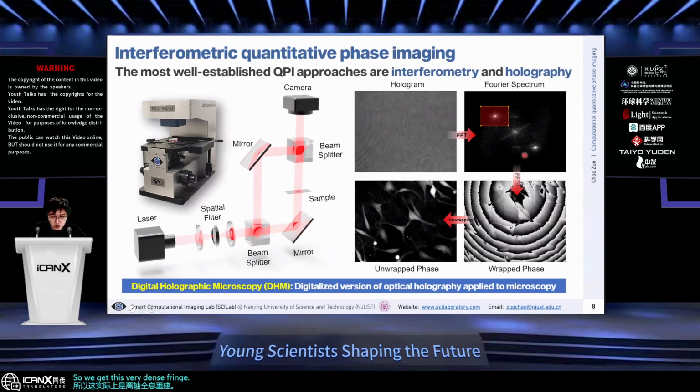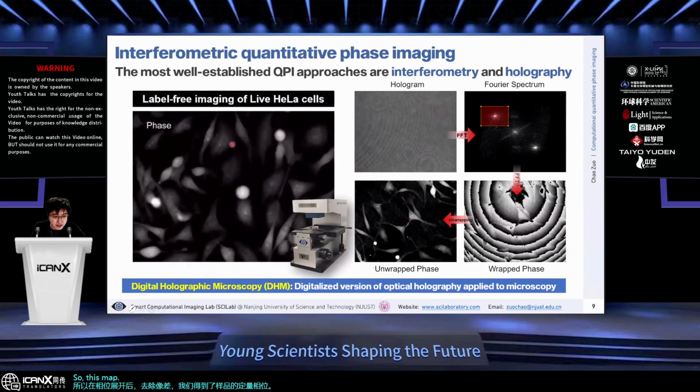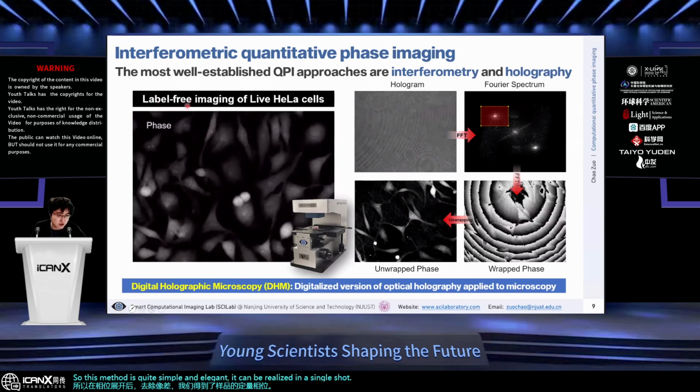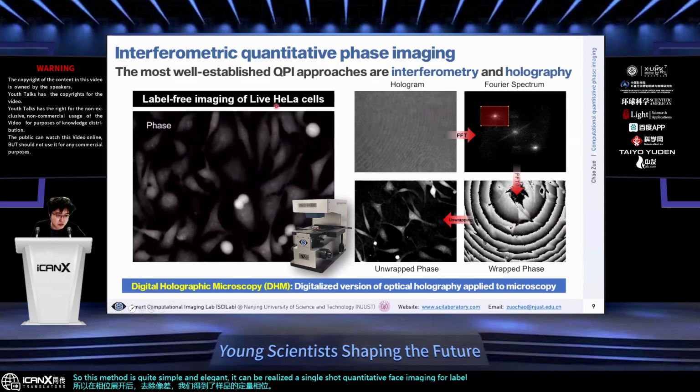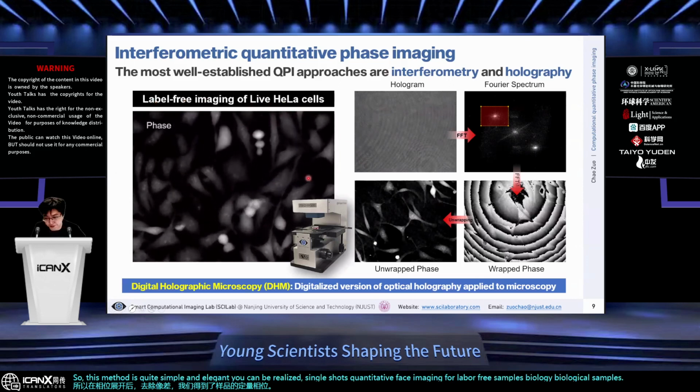If we take the Fourier transform and select one order, plus one or minus one, we get the phase function directly demodulated from this hologram. After phase unwrapping and removing the aberration, we get the quantitative phase of the sample. This method is quite simple and elegant. It can realize single-shot quantitative phase imaging for label-free biological samples, like this live HeLa cell.